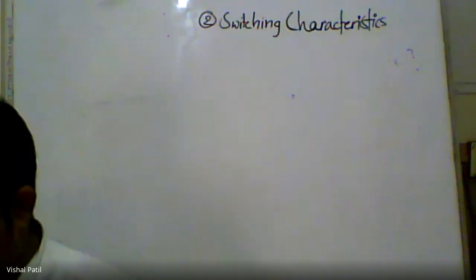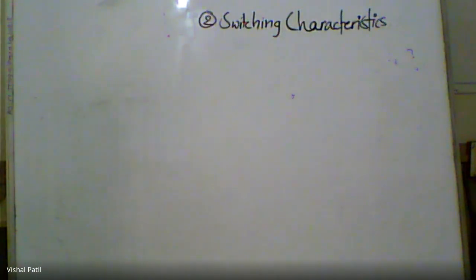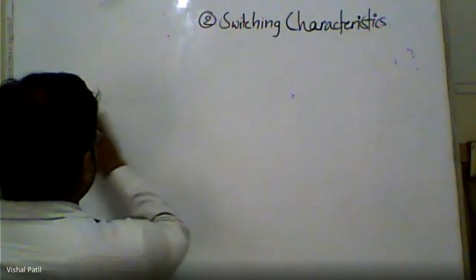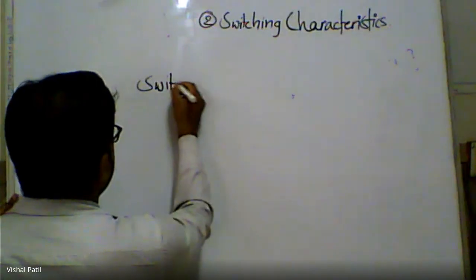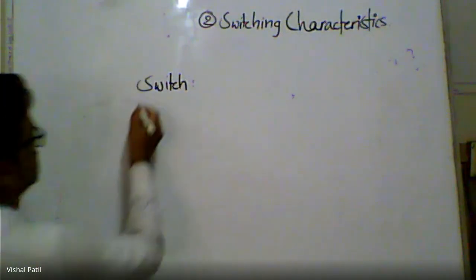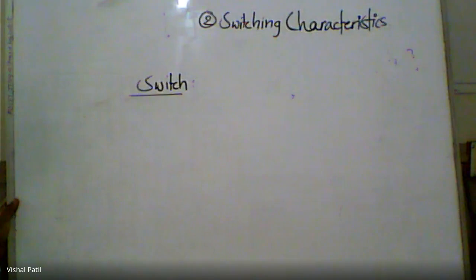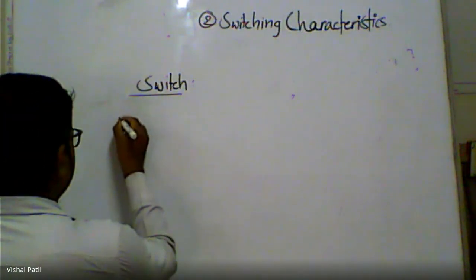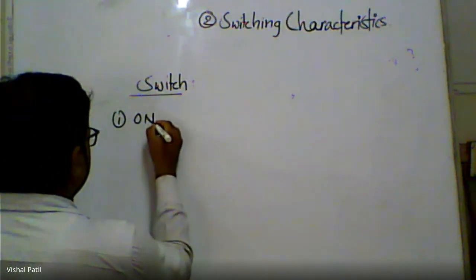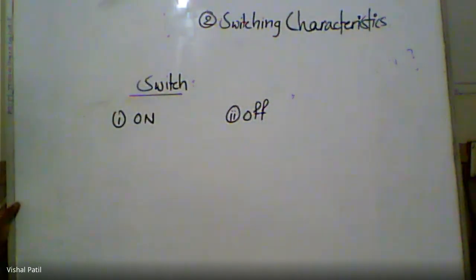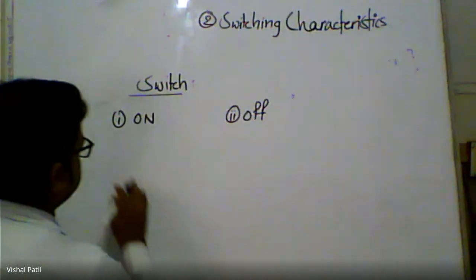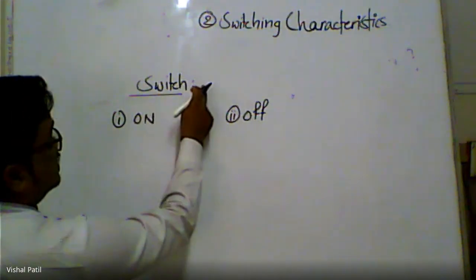So the switching characteristics. As you all know, whenever we use any power semiconductor device, we use it as a switch. So the basic function of any semiconductor device is a switch. Now when we say switch, there are only two states possible. Either the switch can be on or it can be off. Now when we say switch is on, that is, the semiconductor device is in operation.